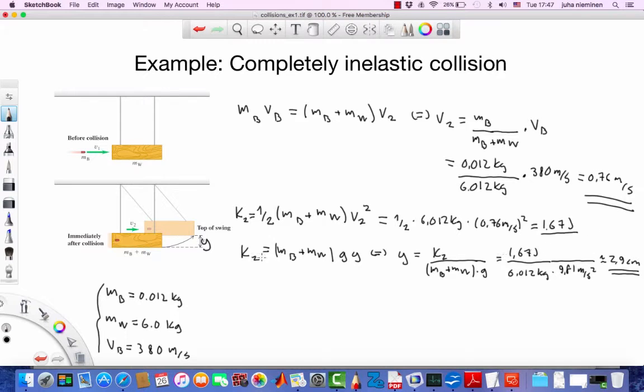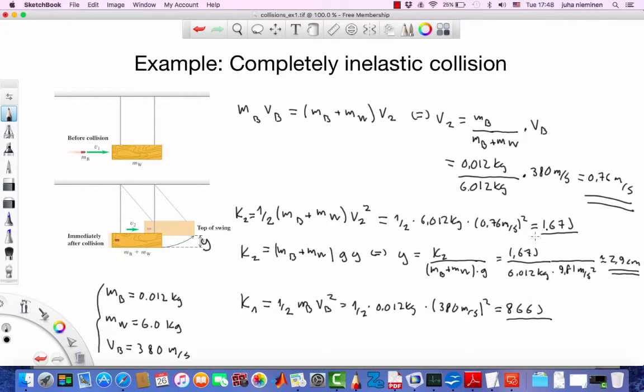And like I promised, let's compare the amounts of kinetic energy before and after the collision. So we have the value for after the collision, 1.67 joules. What about the kinetic energy before? That's just the kinetic energy of the bullet. So half times m_b times velocity of the bullet squared. So half times 0.012 kg times 380 meters per second squared, and that's 866 joules.